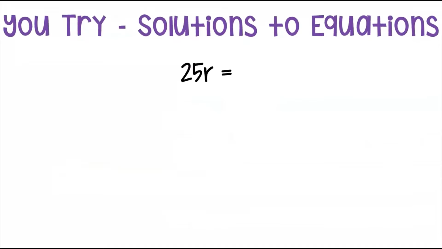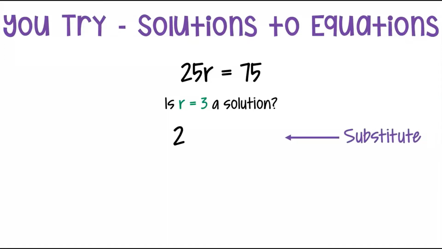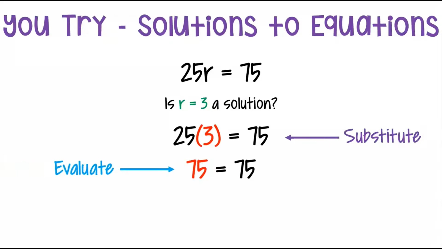Try this one. 25 times r equals 75, and we want to determine if r equals 3 is the solution. First step, substitute. 25 times 3 needs to equal 75. When we evaluate, we find that 75 does equal 75, so that means that r equals 3 is a solution.